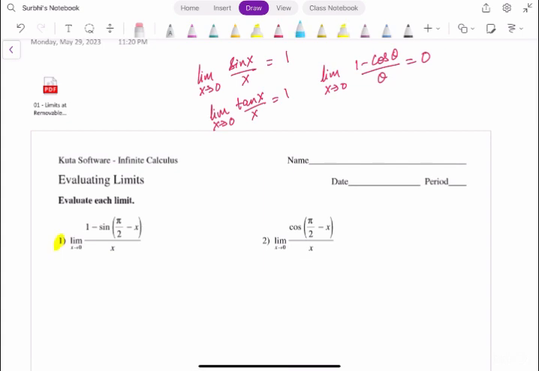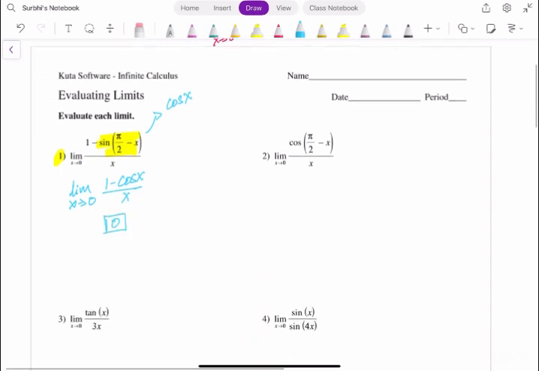So let's start with question number 1. If you look at the function, this sine pi half minus x is nothing but cos x, because pi half is nothing but 90. So sine of 90 minus theta, or 90 minus x, is nothing but cos x. So if I rewrite this limit again, it will be limit as x approaches 0, 1 minus cos x over x. And that is the same thing we discussed earlier. This is nothing but a 0. So if you are able to recognize the properties well, then things will get easier.